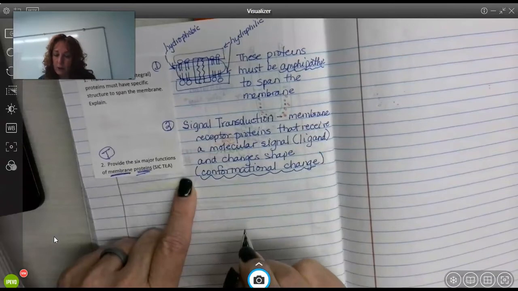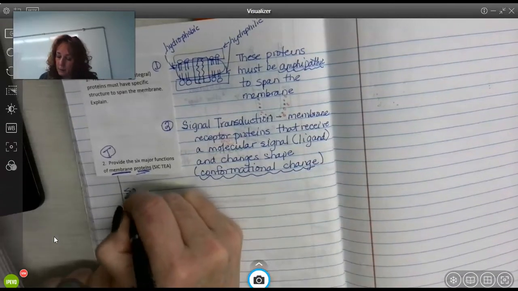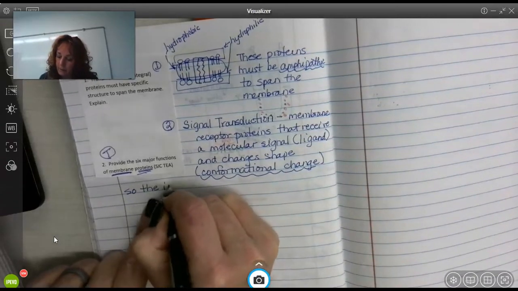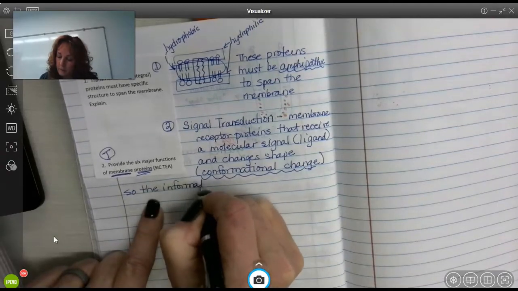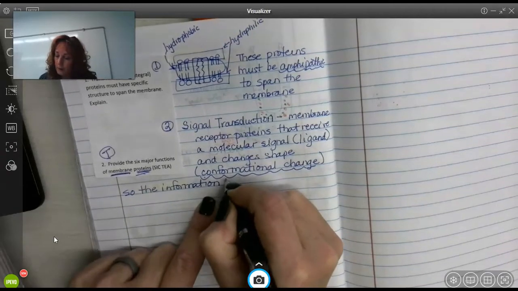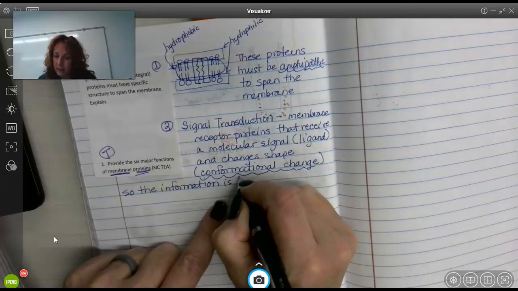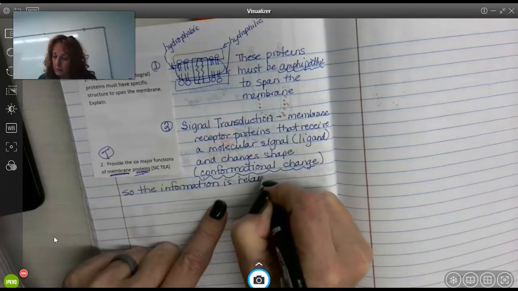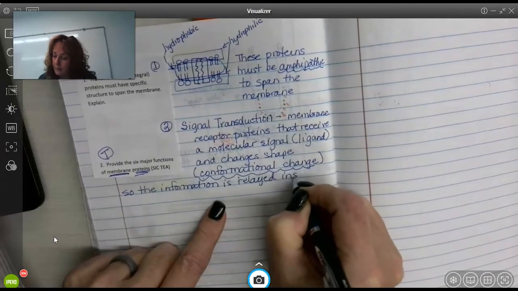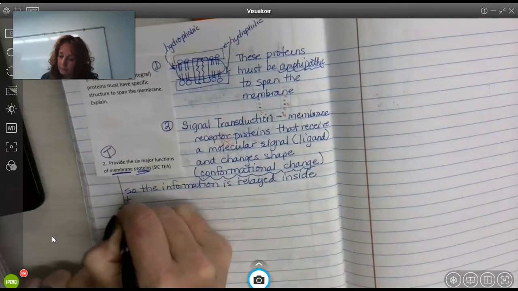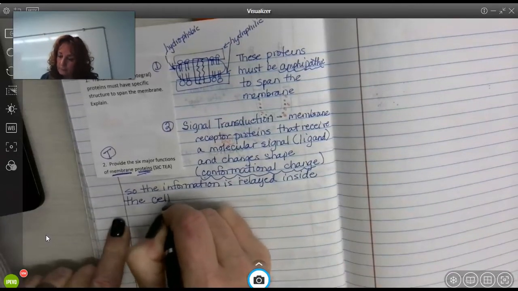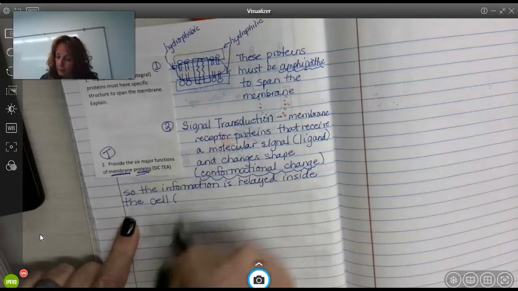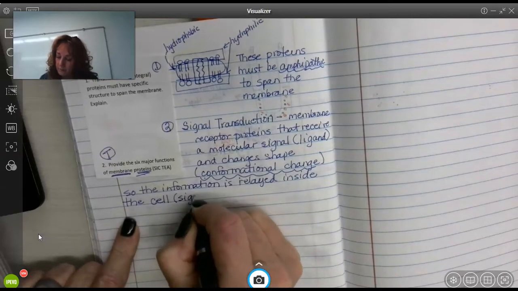That's a word that lets you know. So the information is brought, conveyed, relayed inside the cell. Which is, that's the signal transduction part.